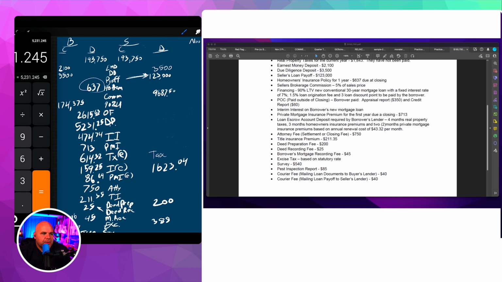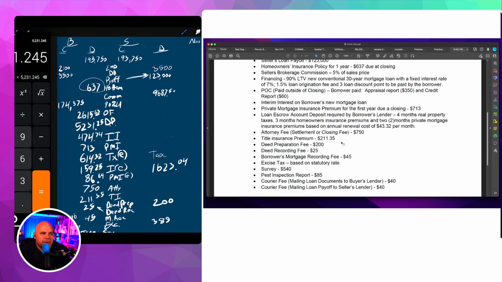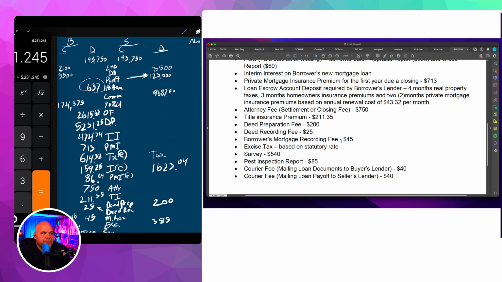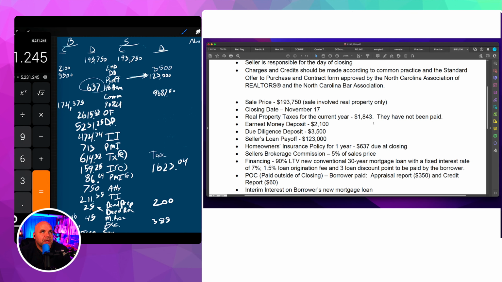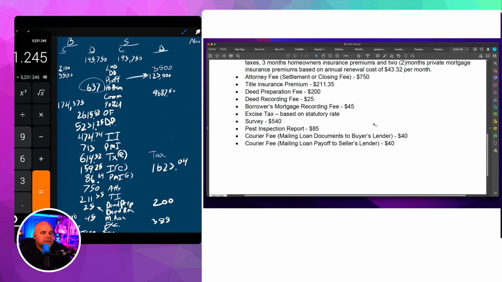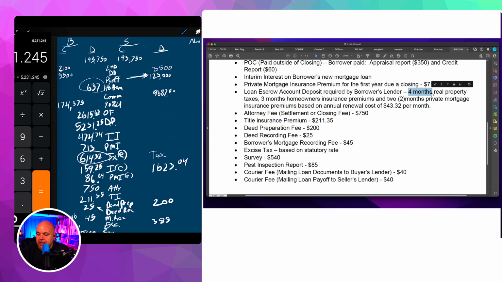Loan escrow account deposit required by borrower's lender. Now we're thinking in terms of 12 months. When it's escrow, think divide by 12. So 4 months of real property taxes. Taxes are $1,843 per year, divided by 12 times how many? 4. They want us to collect 4 months of them. So 4 of those monthly amounts of taxes. And I come up with $614.32. And then for insurance, it was 3 months of homeowner's insurance, $159.25. Tell me if you disagree.